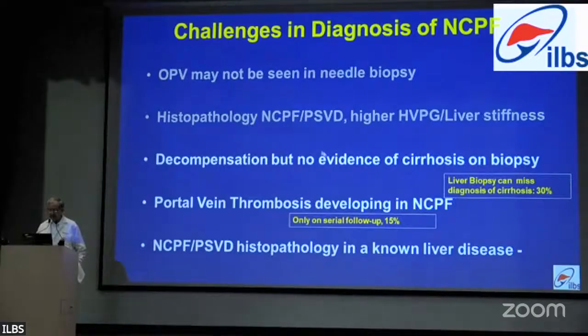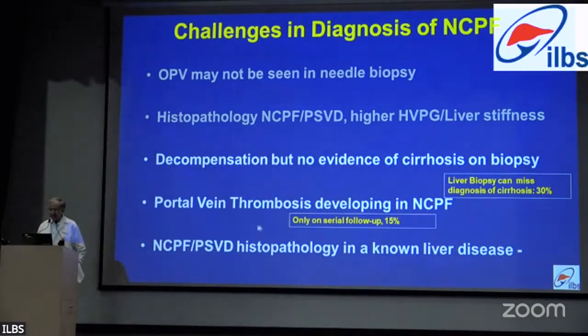Now, the other 3 challenges are: the patient has decompensation. He comes with ascites, and sometimes diuretic refractory ascites, but you do a biopsy, and there is no cirrhosis on biopsy. So we keep asking, have a relook at it. They say, sir, no, this is a normal liver, nothing else. The relevance of this is that liver biopsy can miss the diagnosis of cirrhosis in up to 30%. This is a sampling error: you may take from this area which may not show, or this area which may show.